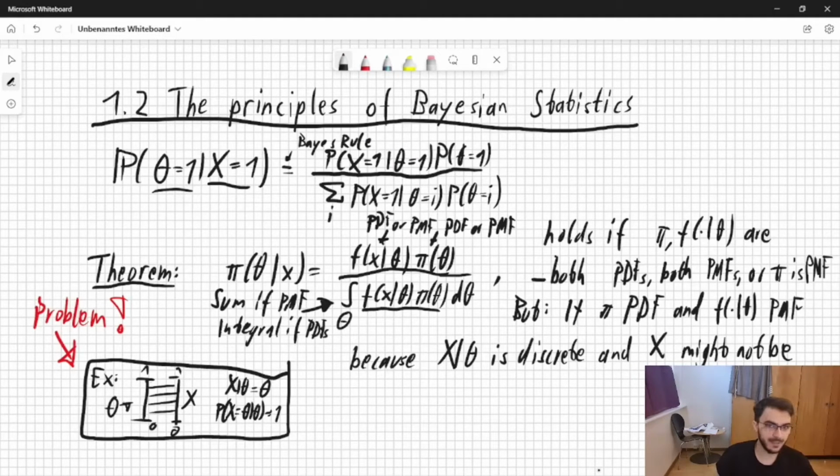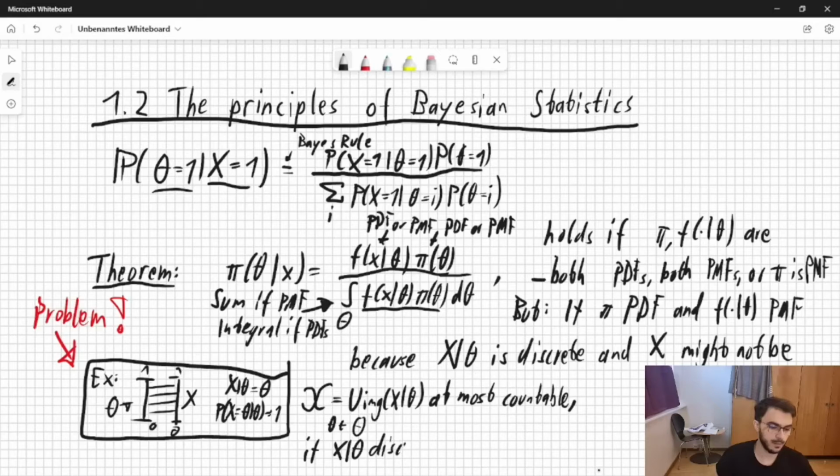We demand that the values that x can take, which I'm going to denote by this x here, which I'm going to define as the sample space, the sample space is the union of the image of x given theta, over all values that theta can take, we want it to be at most countable if x given theta is discrete and theta is continuous.